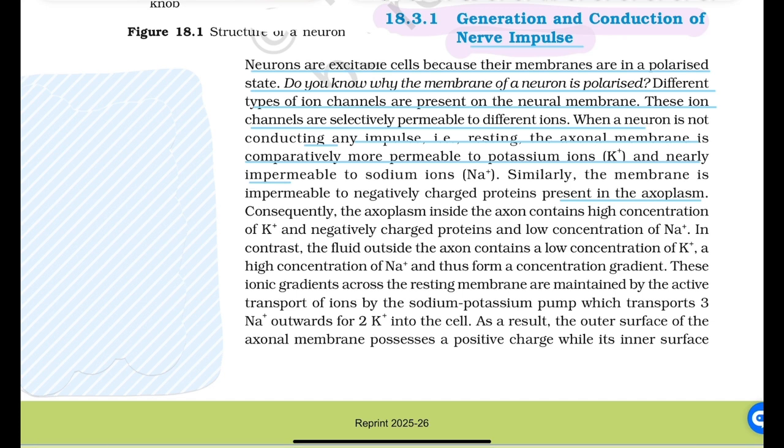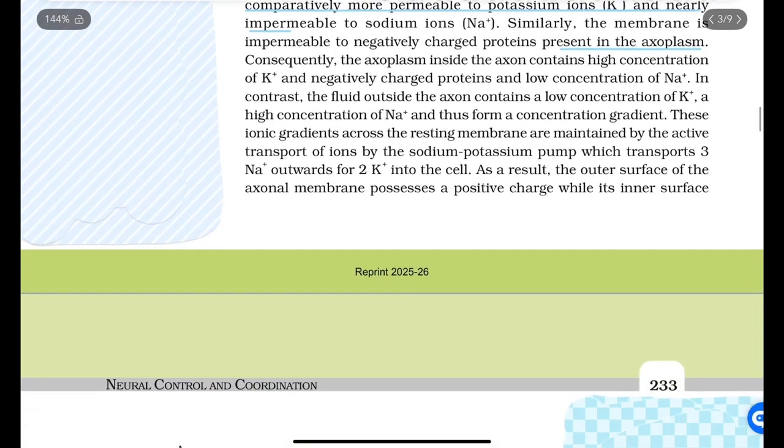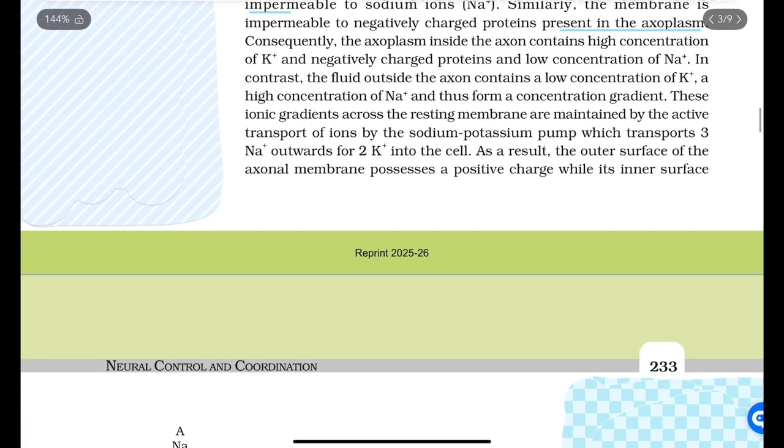Consequently, the axoplasm inside the axon contains a high concentration of K+ and negatively charged proteins and a low concentration of Na+. In contrast, the fluid outside the axon contains a low concentration of K+ and a high concentration of Na+, and thus forms a concentration gradient. These ionic gradients across the resting membrane are maintained by the active transport of ions by the sodium-potassium pump, which transports Na+ outward and K+ into the cell.